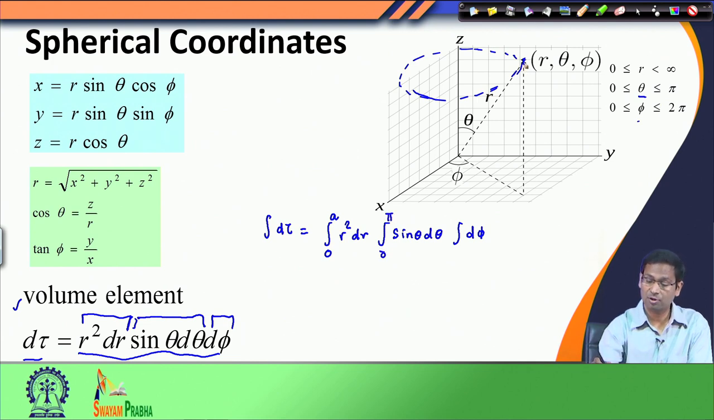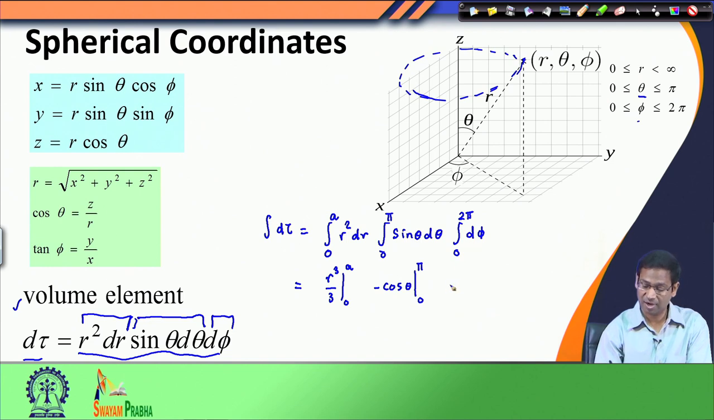That means, for a given value of r, I am taking this r vector from the z axis and bringing it all the way to minus z. So this is what happens from 0 to pi, and d phi goes from 0 to 2 pi. That means, for each value of theta, I am making a precession around the z axis such that phi goes from 0 to 2 pi. When I integrate this, I have r cube by 3 in the range of 0 to a. When I integrate sin theta, I have minus cosine theta in the limit of 0 to pi, and when I integrate d phi, I get phi going from 0 to 2 pi.